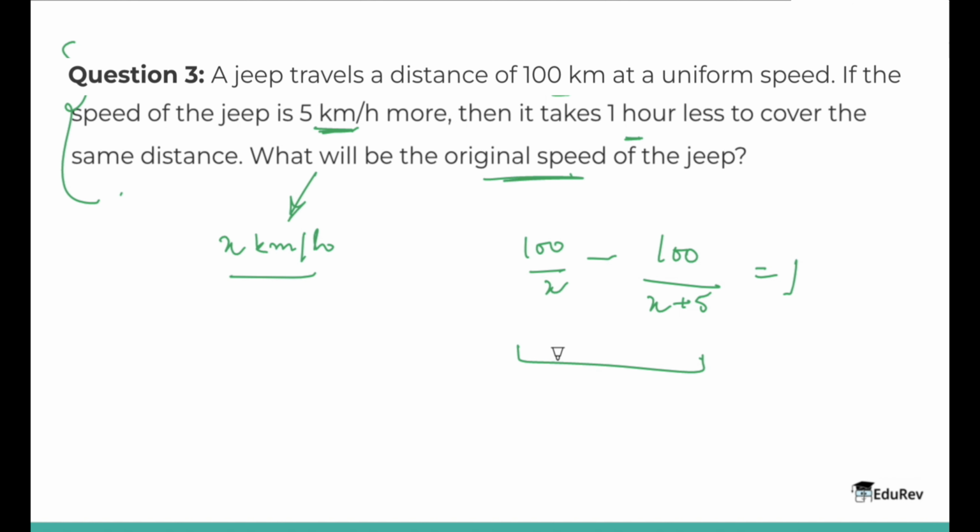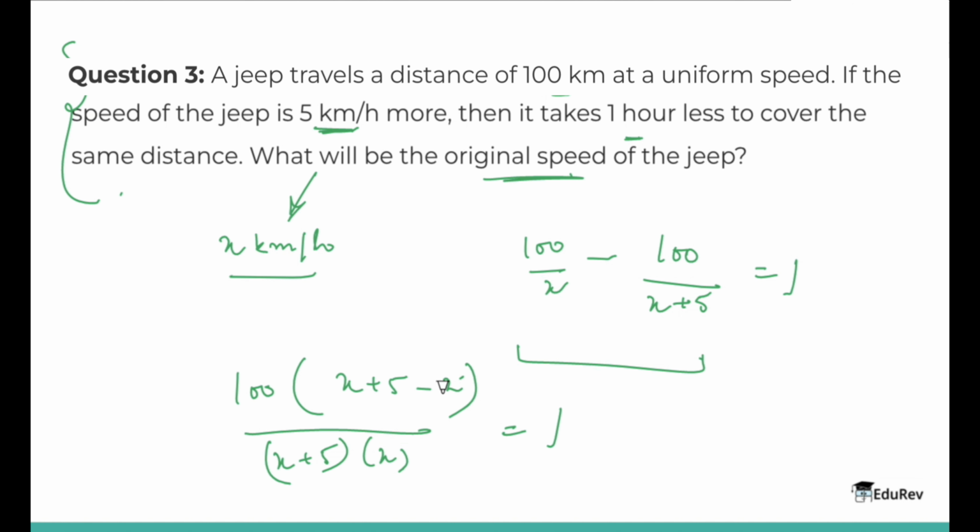So when I'm going to solve this equation, what I'll find is that 100 into x plus 5 minus x upon x plus 5 into x equals 1. So x cancels. So this is nothing but, I'm going to write 500 equals x into x plus 5. And when I'm going to solve this, I'll get x as what? 20 kilometers per hour. You can actually solve this equation.